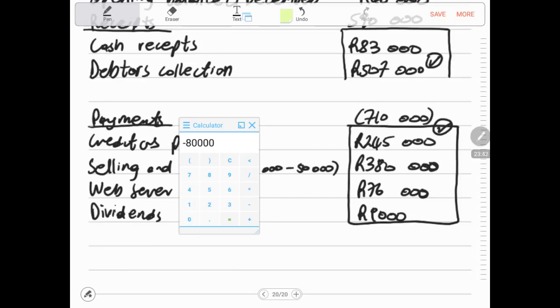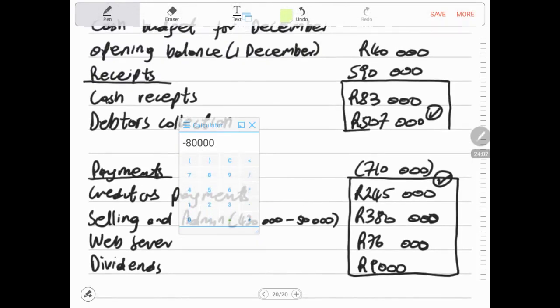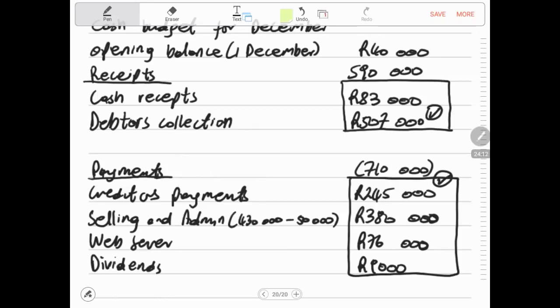So now we can see that we need to borrow more money in the bank, and the money that we borrow must be above 80,000 by 20,000. In other words, it must be above 80,000 by 20,000. Therefore, that means we need to borrow 100,000 rands. Now that we have noted our total cash available, I just want to draw this line here. 40,000, this is just my workings, plus 590,000, this is 630,000.